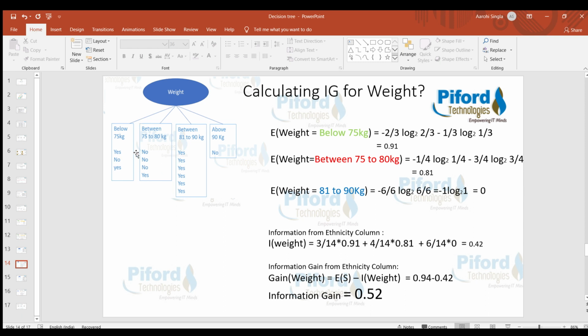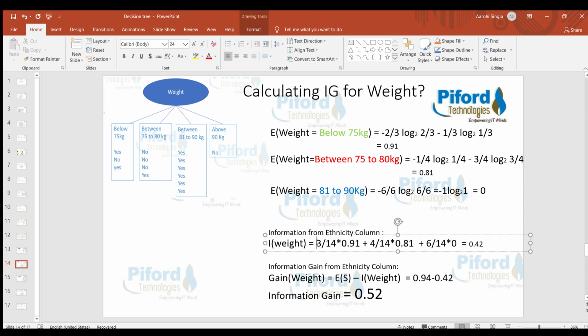In the same way, let's calculate entropy for the next category. How many yeses were there? 1. And how many records were there? 4. So probability of yes is 1 by 4 log 2, 1 by 4. And how many no's were there? 3 out of 4, so 3 by 4 log 2, 3 by 4. This gives us 0.81. Now between 81 to 90 kgs, 6 records were there and all were yeses. That means there is no impurity in it, so we'll get 0.